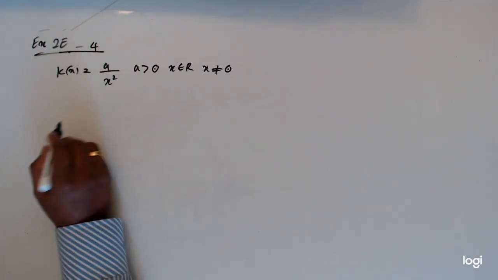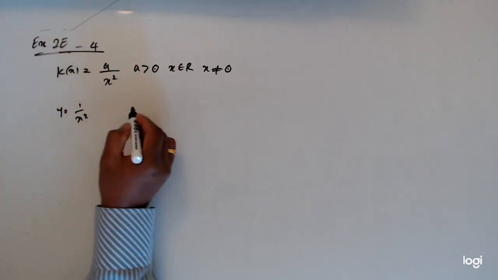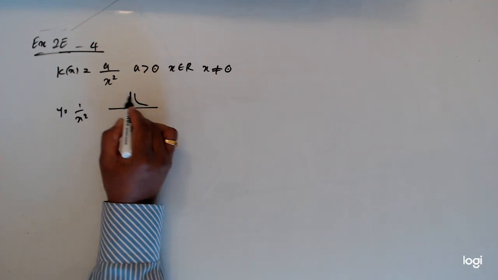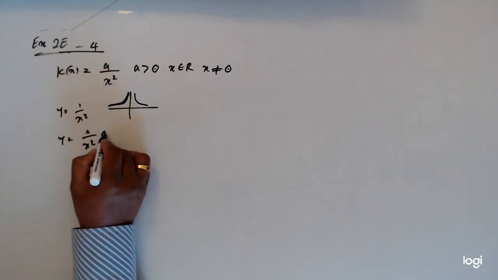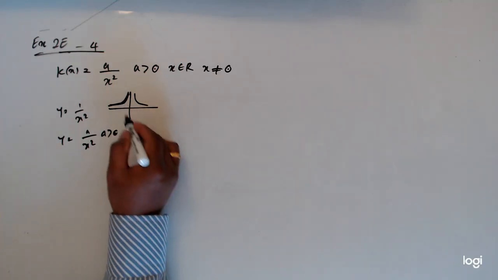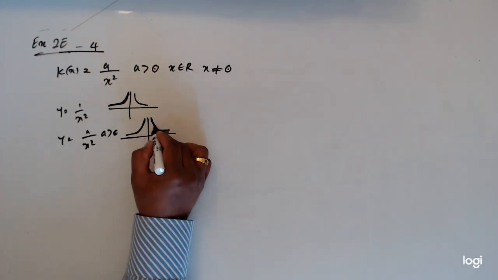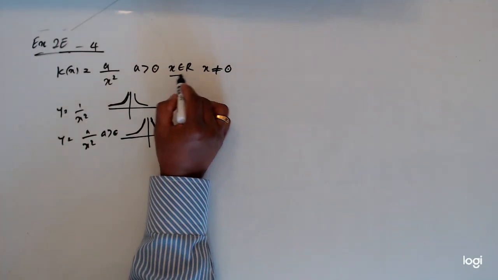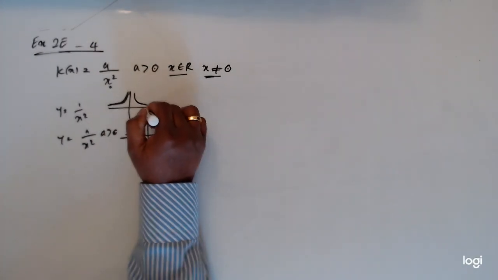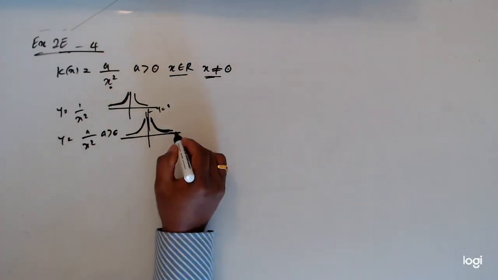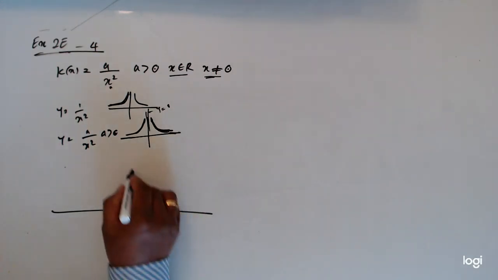Question number 4. We want to sketch this one, a over x square. We can remember y equal 1 over x square is this type of graph, and then y equal a over x square, a greater than 0. Then it's also a graph like this, but according to this a value, the graph is expanding, and x is an element of real numbers. x can't be 0 because x equals 0 is an asymptote. So x equals 0 means the y-axis is an asymptote. Now question 1. So okay, this is the sketch.